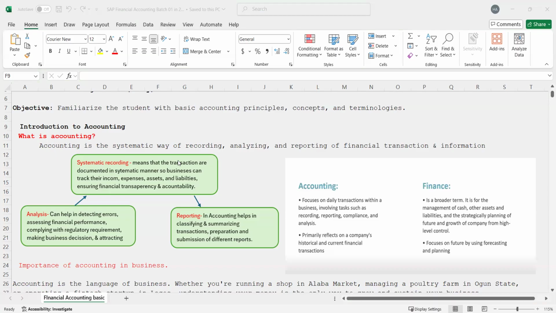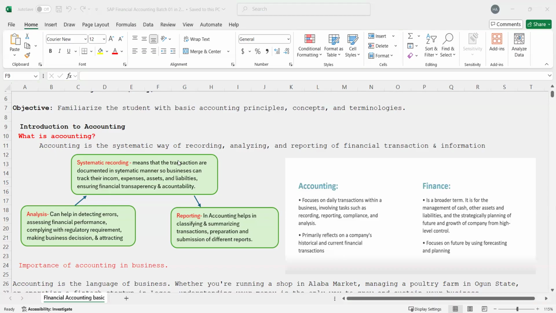What is accounting? We have accounting and we have finance. In some companies, these are separate departments reporting to a particular boss, maybe the CFO, the chief financial officer. So you have an accounting department, and you could also have a finance department. In some smaller companies, they add these two departments together, having accounts and finance.